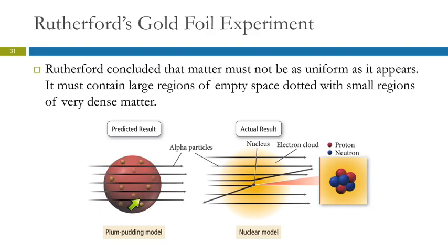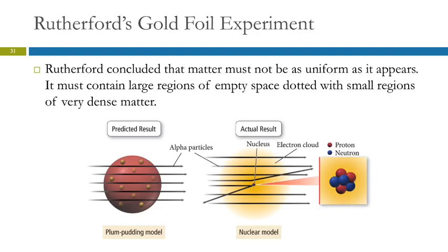Just go through, but what they actually saw was that some of them got deflected and some of them bounced back. So he concluded that matter must not be as uniform as previously thought. There must be regions of empty space and small regions of very dense matter, and that these particles, the alpha particles that bounced back, did so because they hit something much more solid than what was around them.